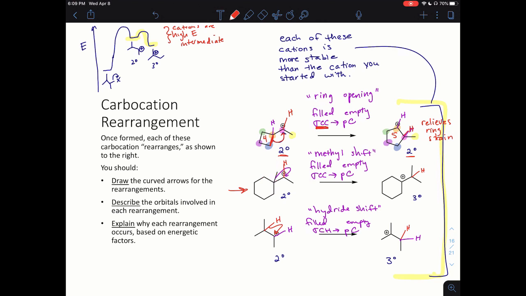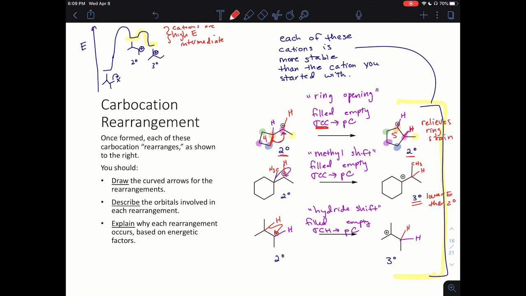And if that methyl shifts over, that's what I'm showing here. So sigma C electrons go to the empty p orbital. It's called a methyl shift. If that happens, then what you see is formation of a tertiary cation. And tertiary cations are lower energy or more stable than secondary. And so that explains why this rearrangement takes place.